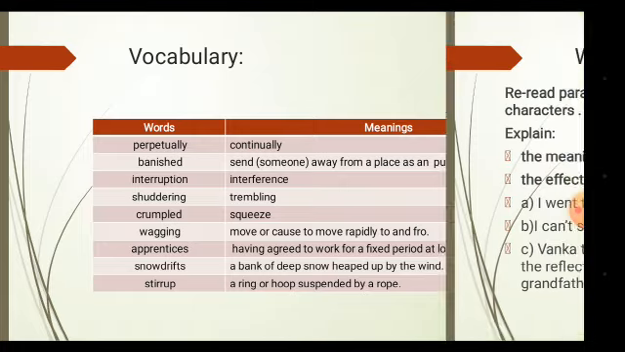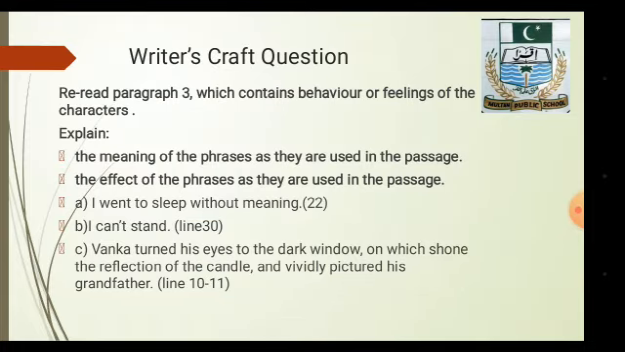Now comes the writer's craft question. I have devised a few of the phrases from unit number 5, paragraph number 3, but this time you will try yourself to write the meanings and effects. So here I read the question. Reread paragraph 3, which contains the behavior and feelings of the characters. Explain the meaning of the phrases as they are used in the passage, and the effect of the phrases as they are used in the passage.